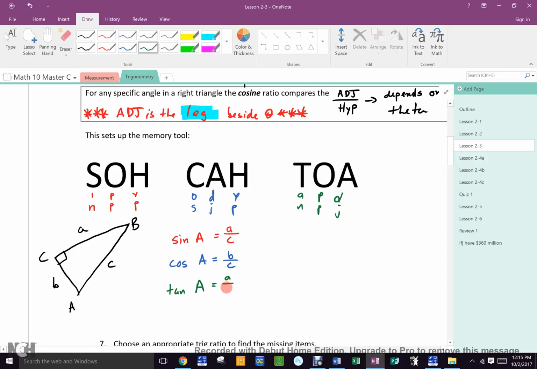Excellent. Now, we're going to do the thing that makes trig hard, apparently. Somehow, what we're about to do makes trig very difficult. I want you now to tell me the sine of B, the cos of B, and the tan of B. And you guys think that I'm lying. I've been teaching math longer than you've been alive. Kids tell me this is difficult.